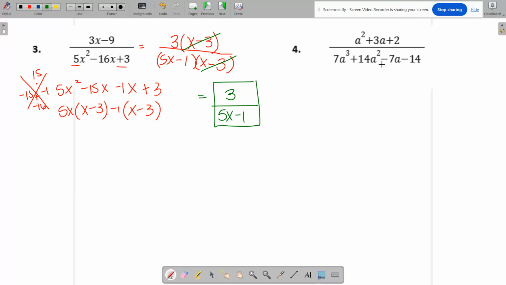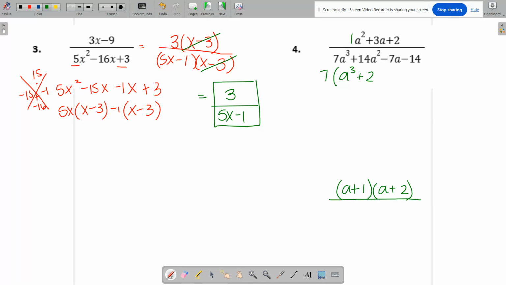We'll do one more. To factor the numerator here, remember this is a quadratic trinomial and the leading coefficient is 1. So there's a shortcut there. All you need is to find the two factors of 2, positive 2, that add to 3, which are 1 and 2. So the numerator is going to factor and be a plus 1 times a plus 2. The denominator has 4 terms. We always look for a GCF first, which is 7 in this case.